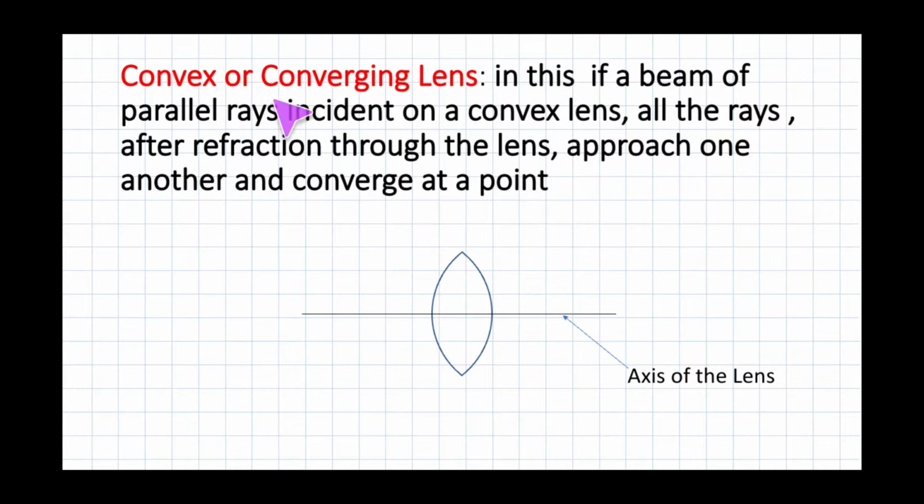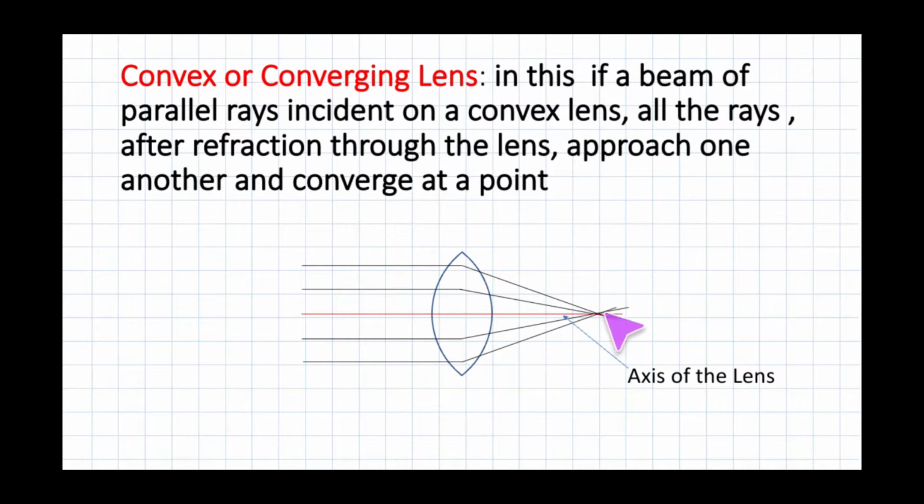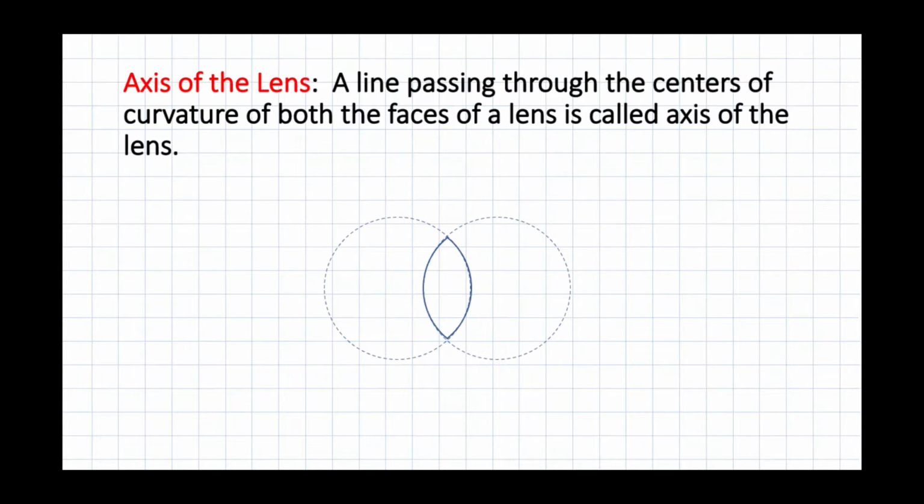Now here it is a convex or converging lens. How it functions, that we know: if a beam of parallel rays is incident on a convex lens, all the rays after refraction through the lens approach one another and converge at a point. See, these are the rays which are coming parallel. When they are incident on the convex lens, they converge at a particular point, and this point is called the focal point. So this is the working of a convex lens.